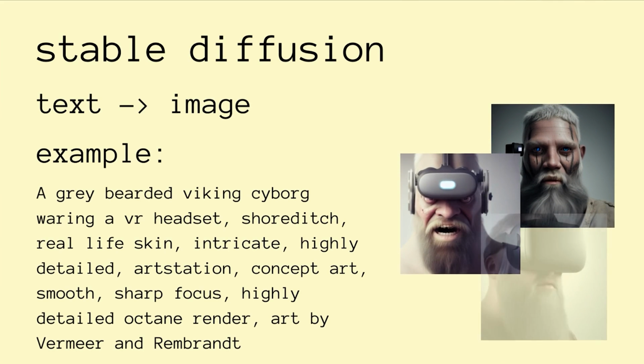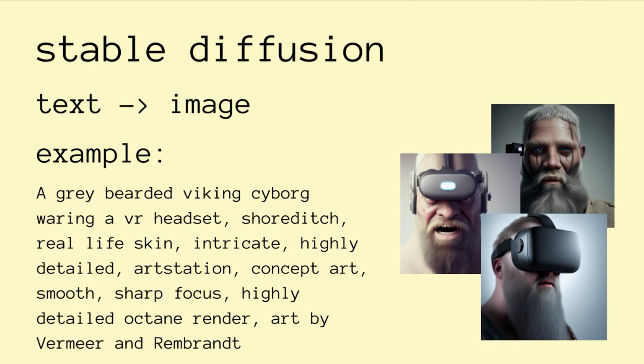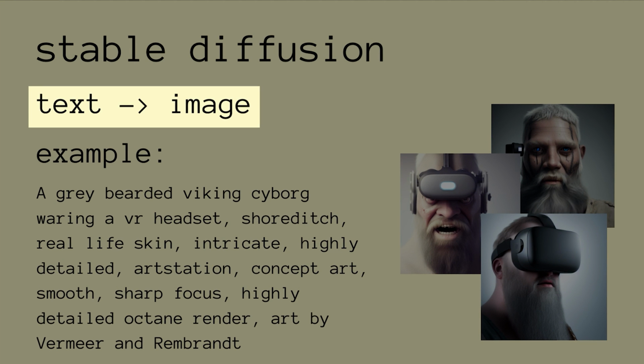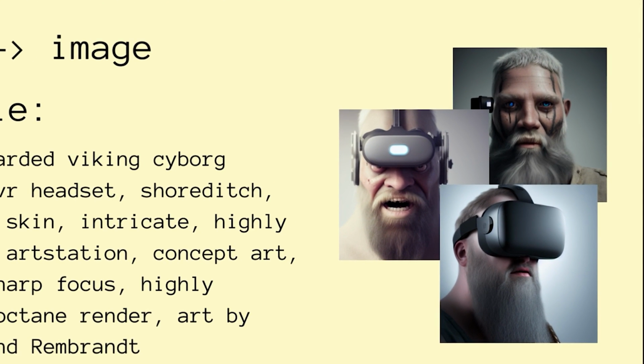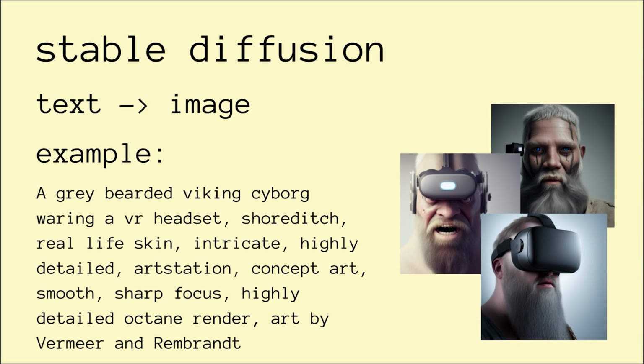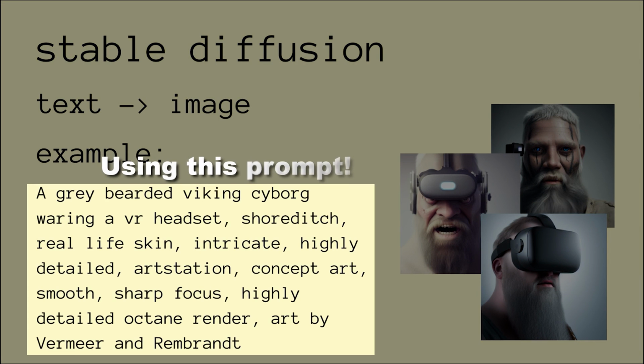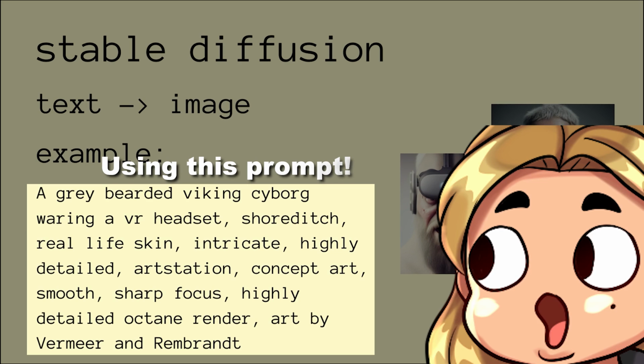And so recently, a new algorithm called Stable Diffusion came out for free, open source on the internet, where it basically takes text and converts it into an image. So as you can see in this example here, this image with a gray bearded Viking cyborg wearing a VR headset was generated by an algorithm, which is literally super amazing, and the possibilities for this are infinite.